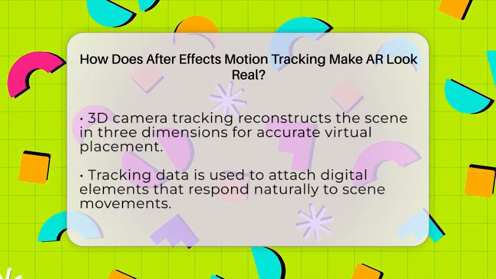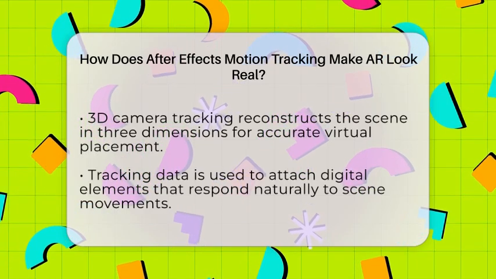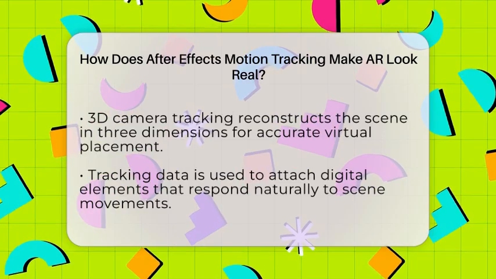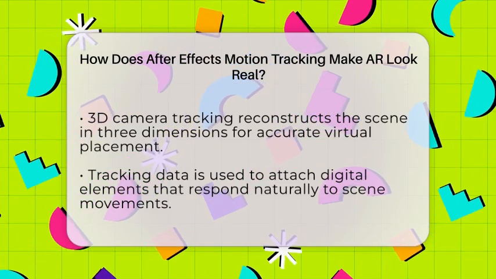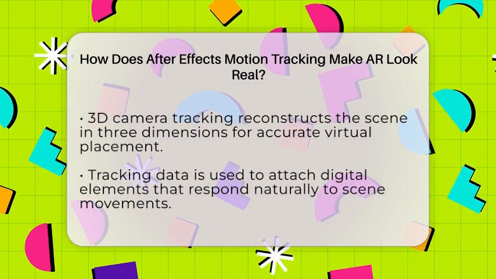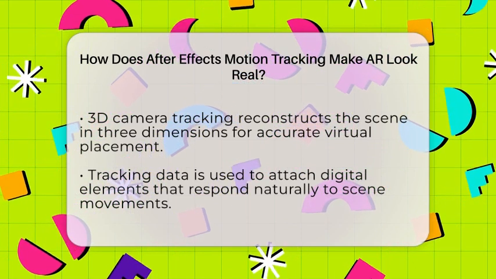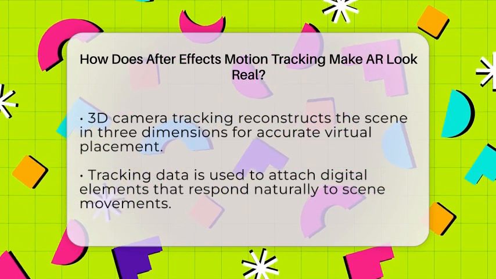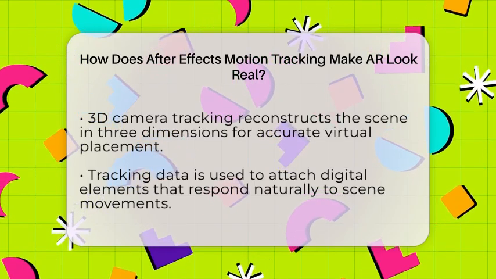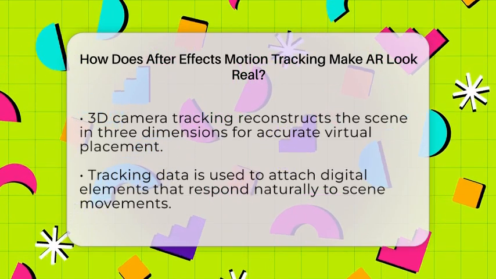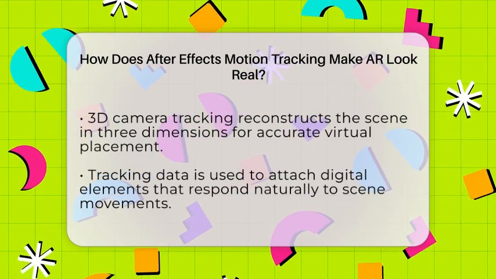In practical terms, you start by choosing a clear, high-contrast feature to track. You adjust the tracking region to focus only on the object you want to follow. Then, you analyze the footage frame by frame, ensuring the tracker sticks to the right points. After that, you apply the tracking data to your digital layer, fine-tuning its position or rotation if needed.